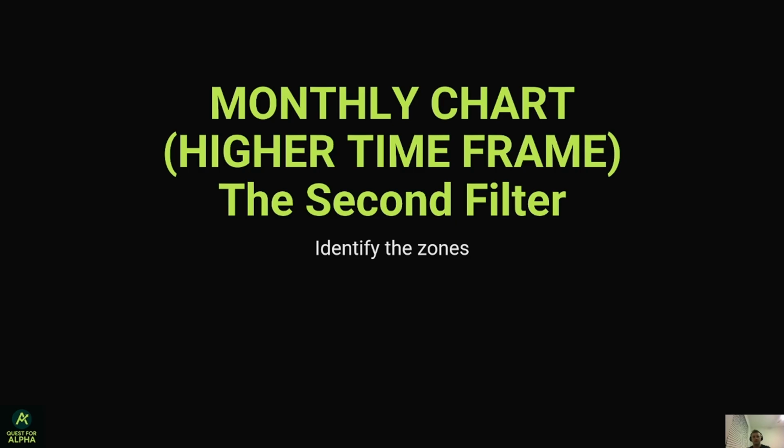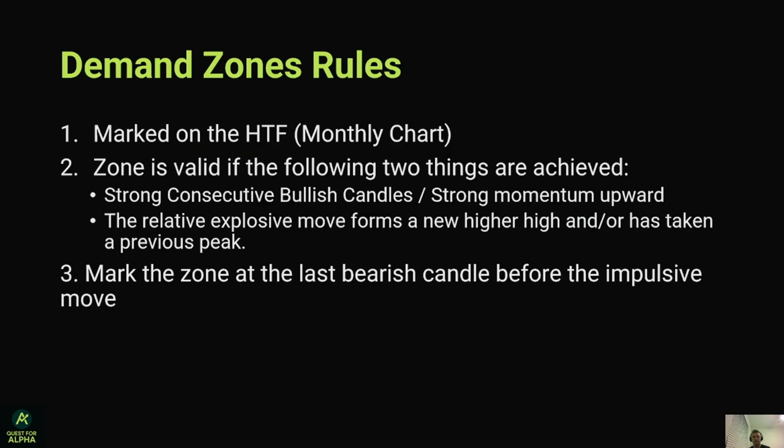The second filter is waiting for the price to pull back to a specific zone, which I call the demand zone. The demand zones are also marked on the monthly time frame. This is on the higher time frame. The zone is valid if the following two things are achieved.